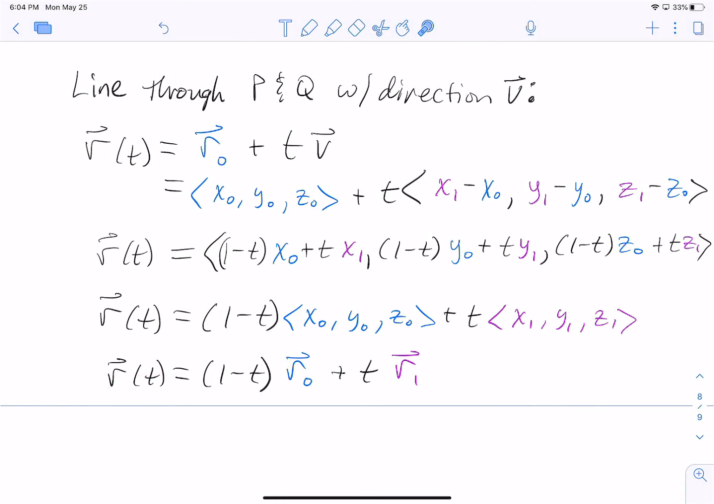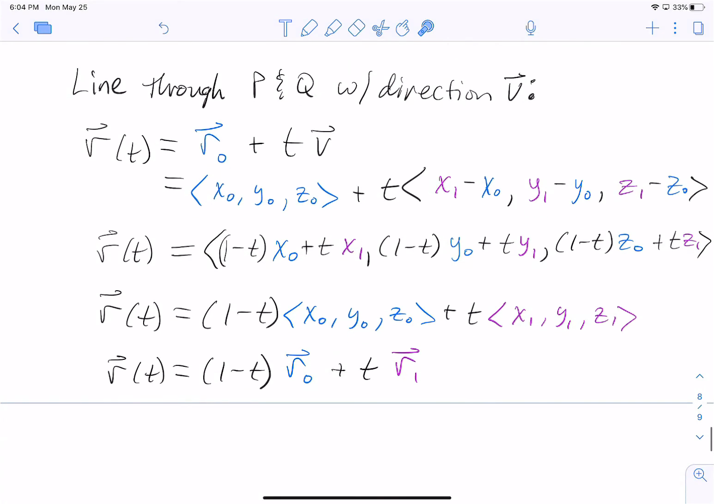In order to turn this into a segment, we need to limit the value of t. It's kind of like restricting a domain. And if we let t go from 0 to 1, then we end up with the desired segment. Here's how I think of how this works. If t is equal to 0, then I have no portion of r1, right? Because I have t times r1. If t is 0, r1 is gone. And if t is 0, then I just have the vector r0.